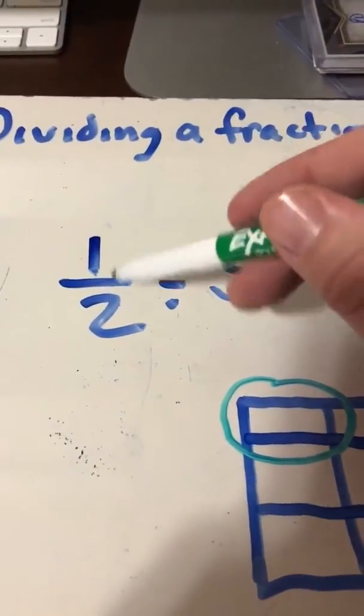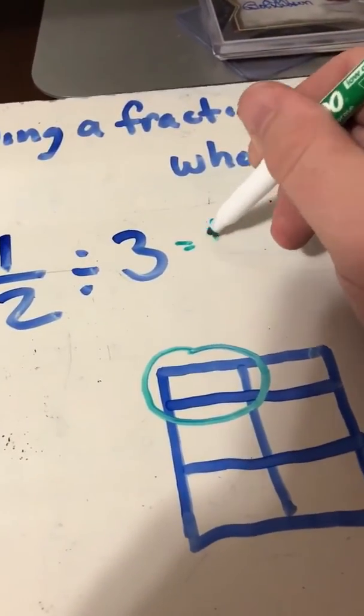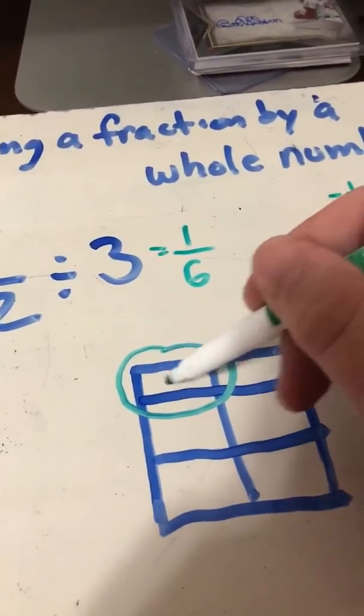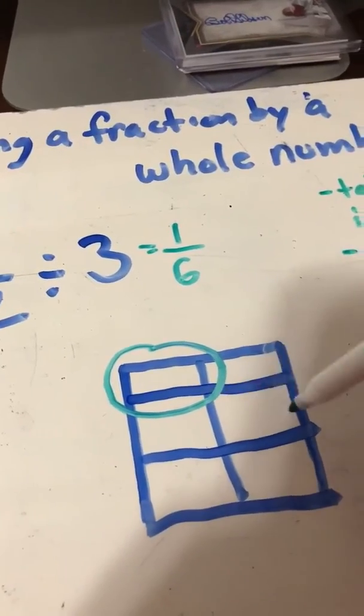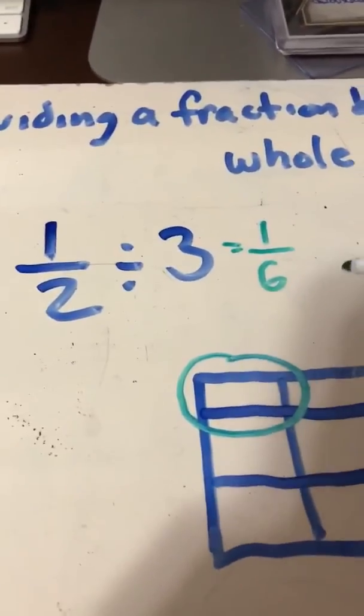So in this case, if you take half divided by 3, what you have is one piece is 1/6. So this is my 1, and then after I split the half into 3, I have a total of 6 pieces. So 1 out of 6, or 1/6.